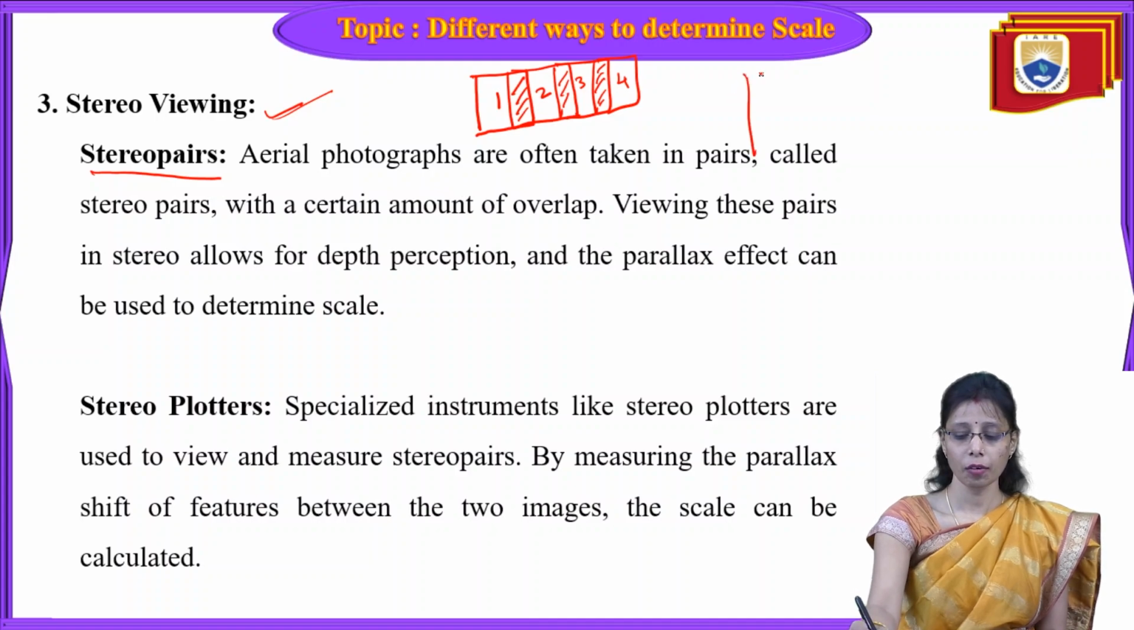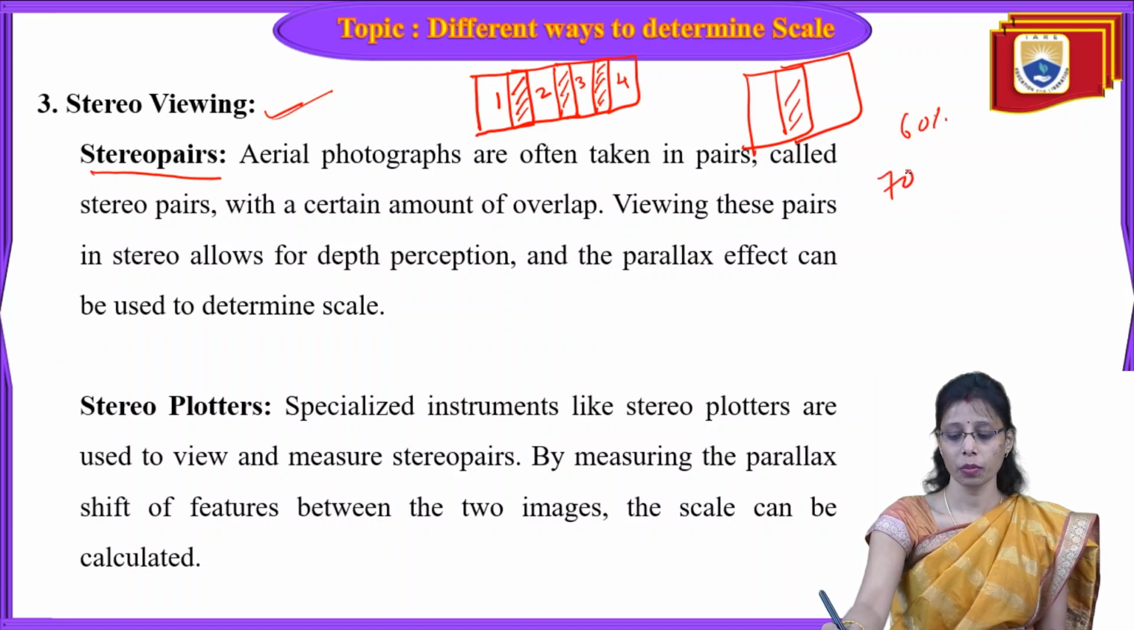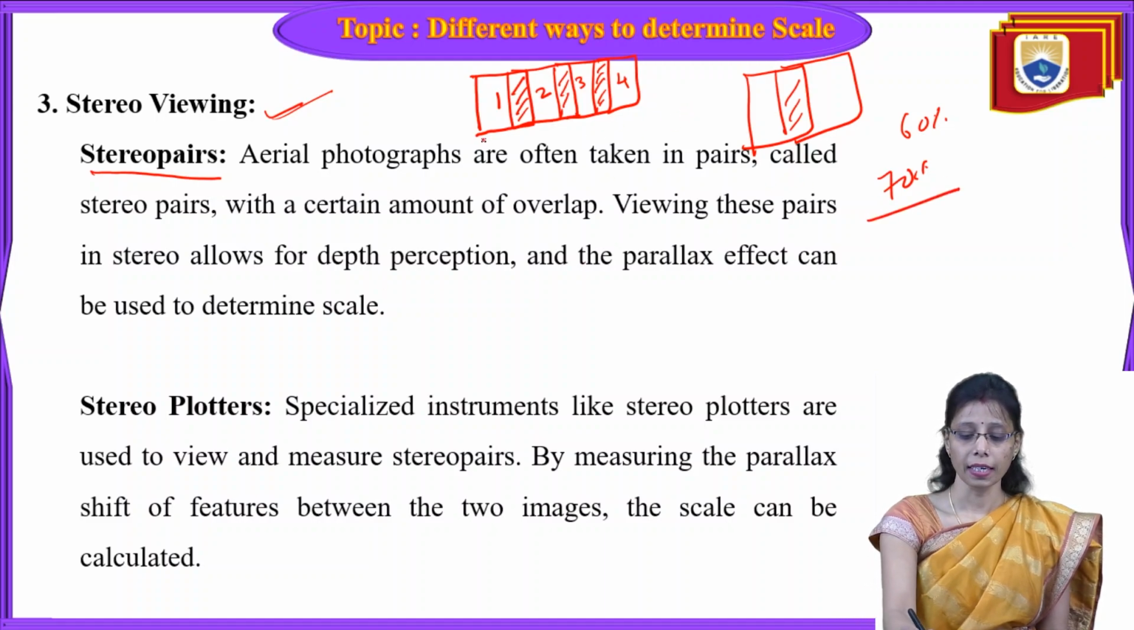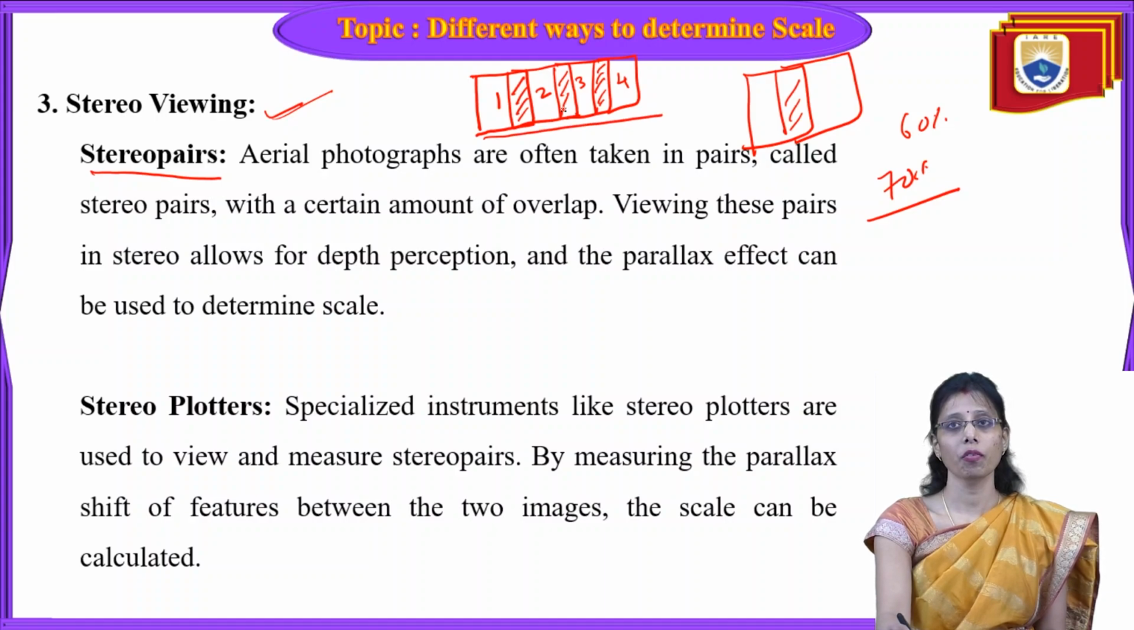So overlapping can be around 60%. It can be 70%. Right? So overlapping or forward overlap will be almost 60 to 70%. So a continuous series of photo number 1, 2, 3, 4. There, if you want a stereo pair, we have to take photo number 1 and 2. It should be in continuous series. Or if you want to take another pair of photos, you have to take 3 and 4. Okay, so photo number 1 and 2 is a stereo pair.